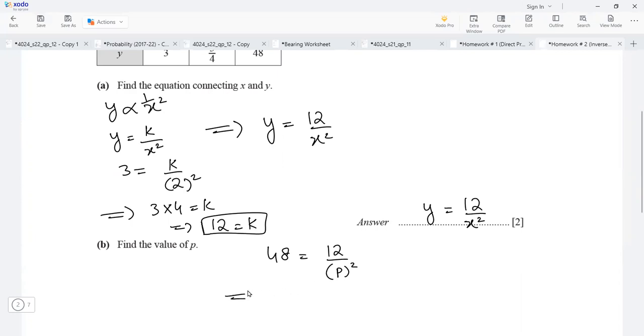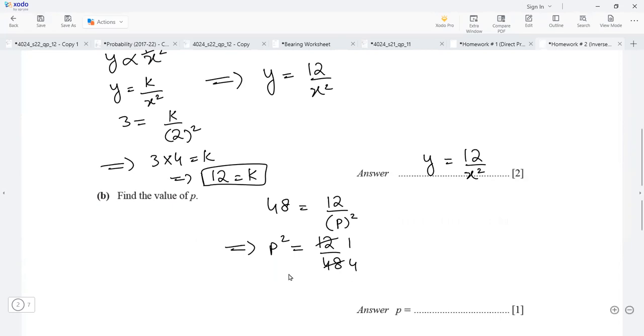So now cross multiplication, we can directly swap the values. p squared will be written in the numerator on the left hand side of the equation, and 48 will be in the denominator. So 12 and 48's highest common factor is 12. So we can cut down 12 one time, 12 four times. So 1 over 4 is basically the answer for p squared.